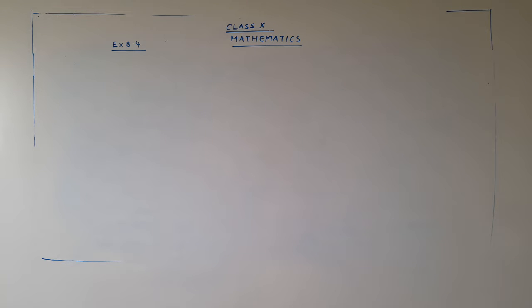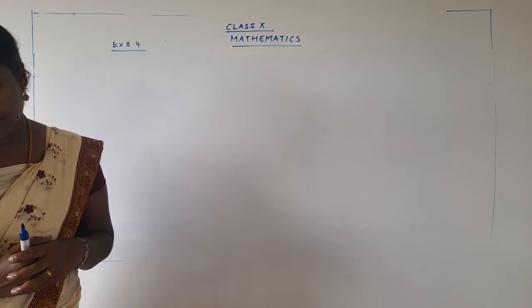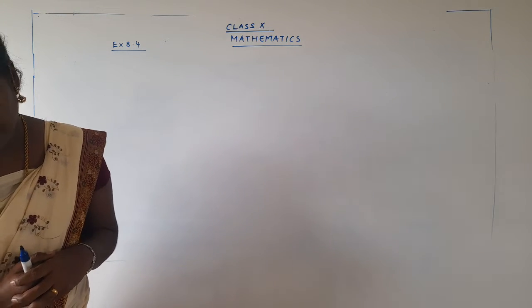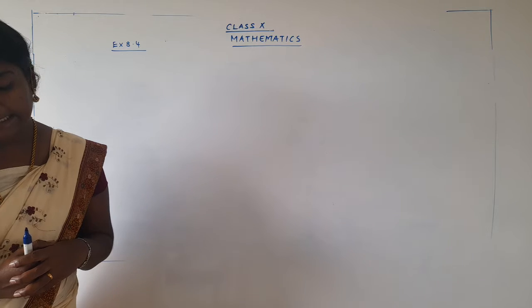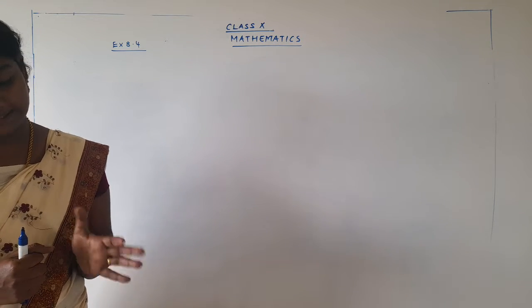So now we are going to start with sum number 6 from exercise 8.4. So copy down the question. Copy down sum number 6. 2 dice are rolled once. Find the probability of getting an even number on the first die or a total of sum 8.